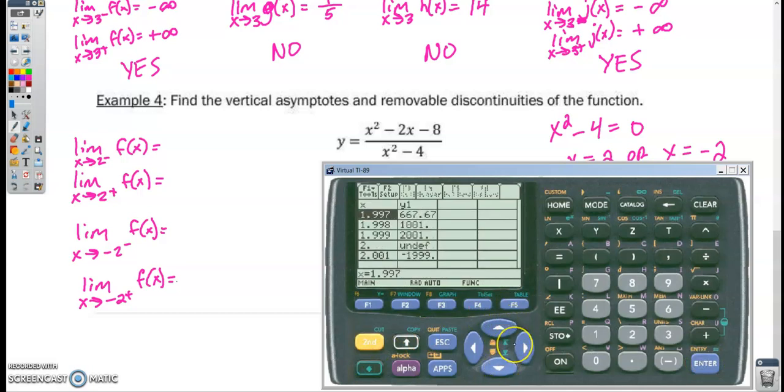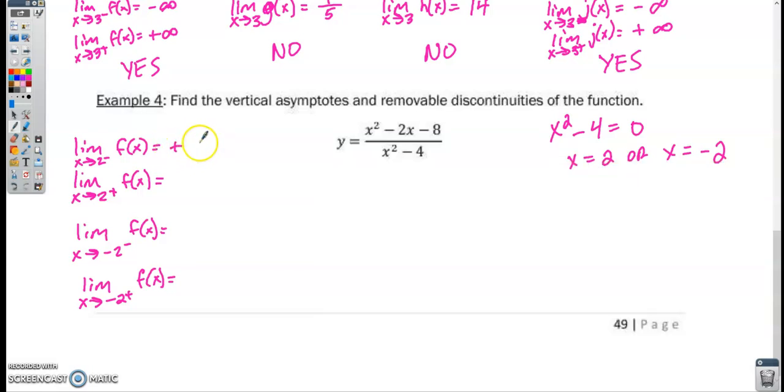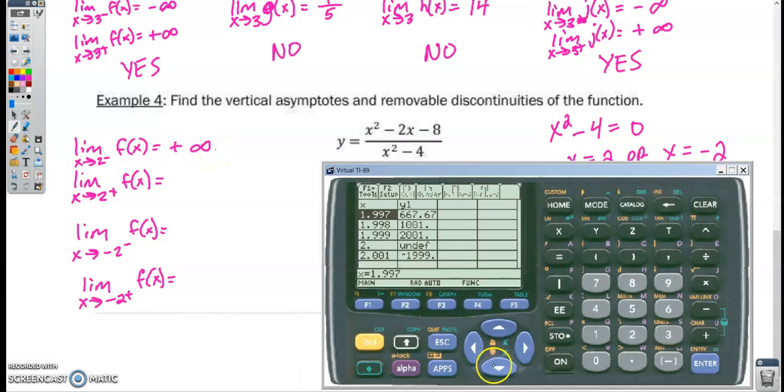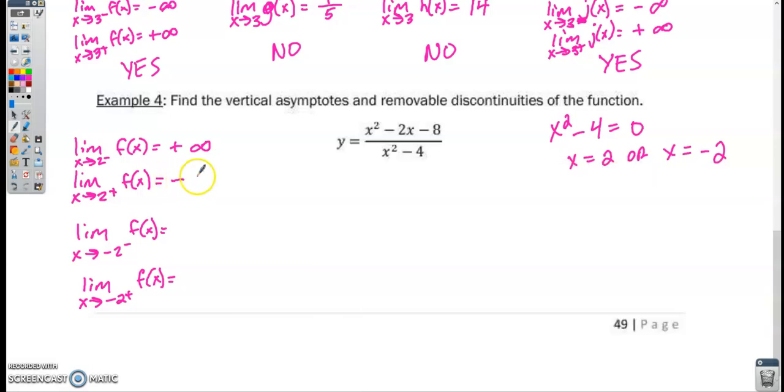And it looks like as I approach this from the left, the values are getting to be larger and larger positive values. So the limit as x goes to 2 from the left is positive infinity. And as I go to 2 from the right, it approaches larger and larger negative values. So that limit's negative infinity.